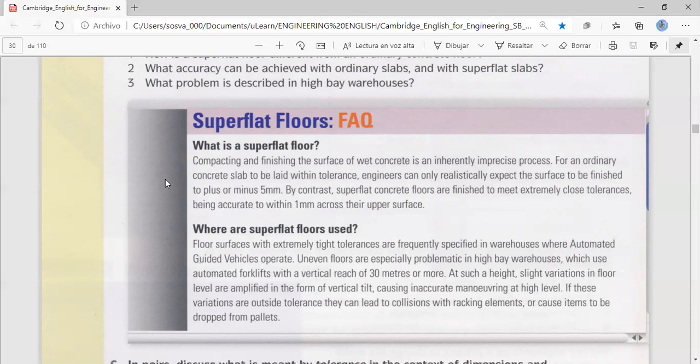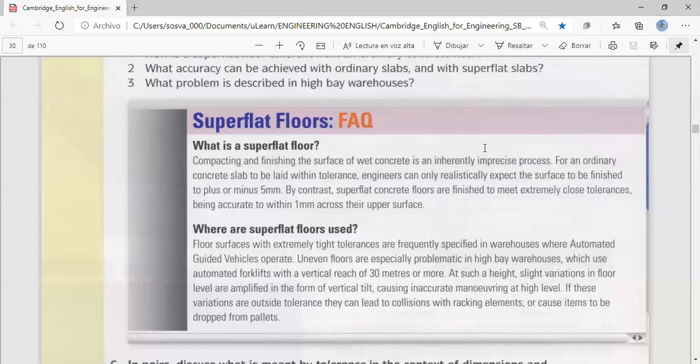So we're talking about a difference between 5 millimeters and 1 millimeter. Continue, please. Are we talking about roads or ways, what kind of structure? Floors in houses or in buildings? You might find the answer in the paragraph that you're going to read.